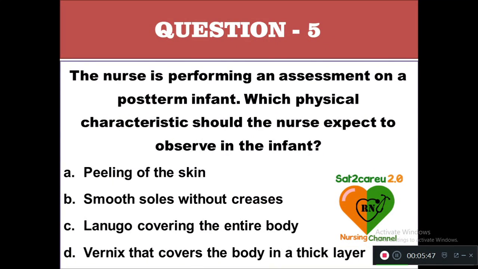Let's see the next question. The nurse is performing an assessment on a postterm infant. Which physical characteristic should the nurse expect to observe in the infant? Option A: peeling of the skin. B: smooth soles without creases. C: lanugo covering the entire body. And D is vernix that covers the body in a thick layer.